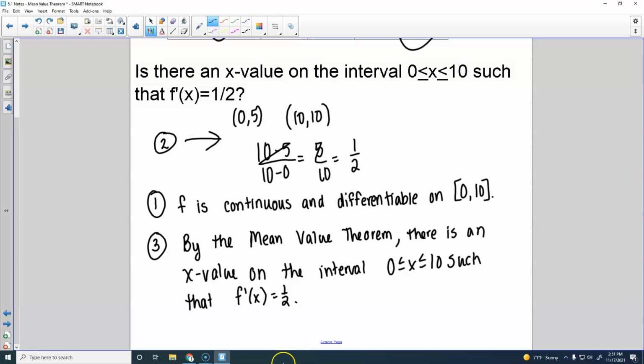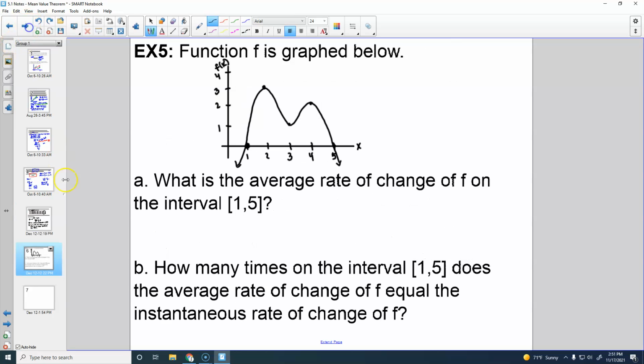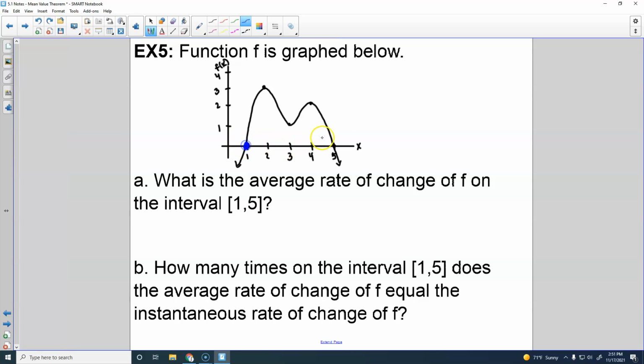Okay, questions? All right, one more here. Function f is graphed below. What is the average rate of change of f on the interval from 1 to 5? So, average rate of change, slope through the endpoints. You can just see it from this graph. What is it? No change at all, so it is 0. If you have one like that, it would be okay, I think, to say that without showing the slope formula.